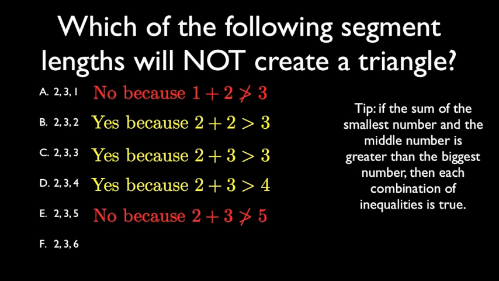It would fall flat. If you tried to create a triangle with lengths 2, 3, and 5, you'd end up with a segment. Similarly with 2, 3, 6, if you tried to create a triangle with lengths 2, 3, and 6, the sides would never meet.